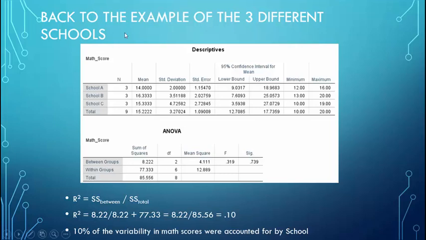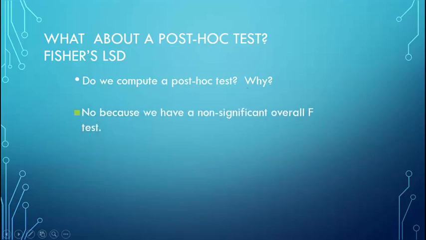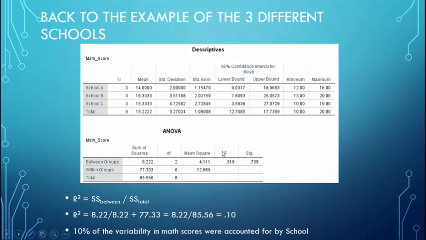So back to the example of the 3 different schools. We had school A, school B, school C, and we said that this was not statistically significant, no effect on math test depending on which school. You can ignore this R squared, we're not covering it here, that would be effect size, but don't worry about it, we're just focusing here. Not statistically significant. Do we do a post-hoc test? And why? Well, we don't, because you have a non-significant overall F test, you don't go on to do anything post-hoc. Because what this is telling us is that there is no statistically significant effect of school on math test score.